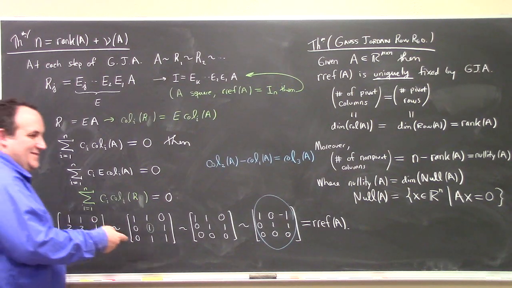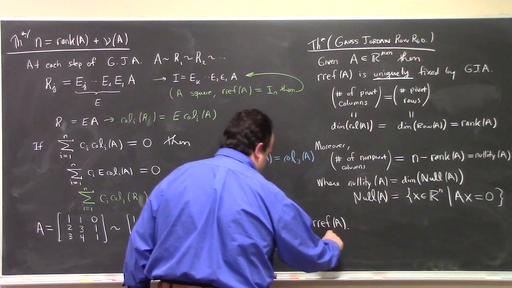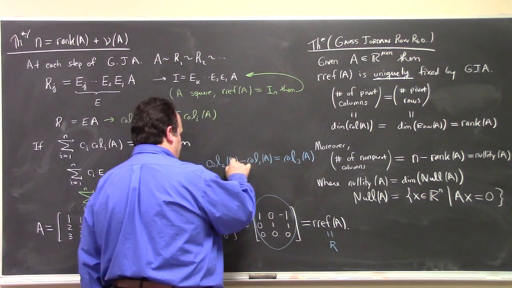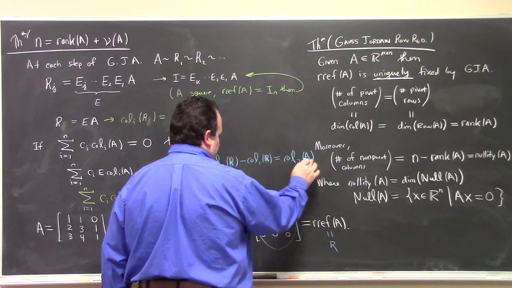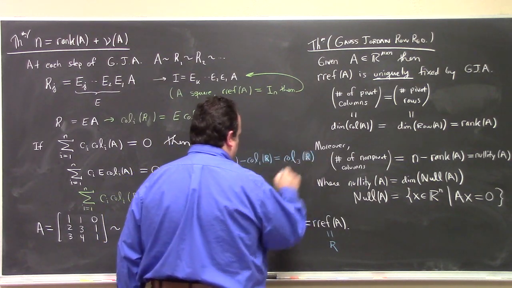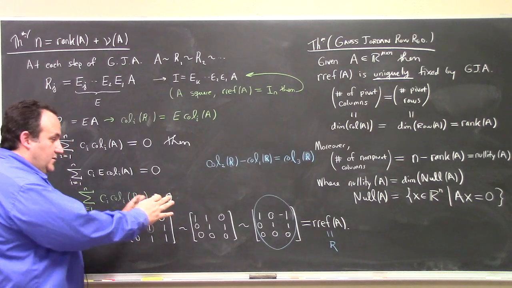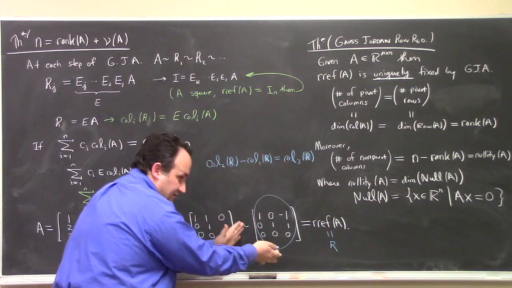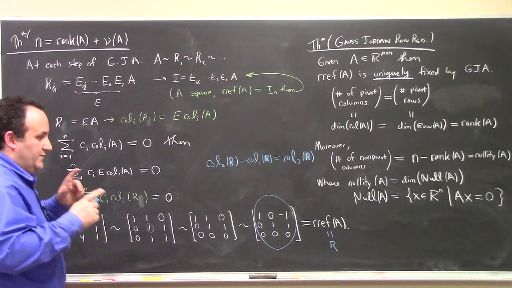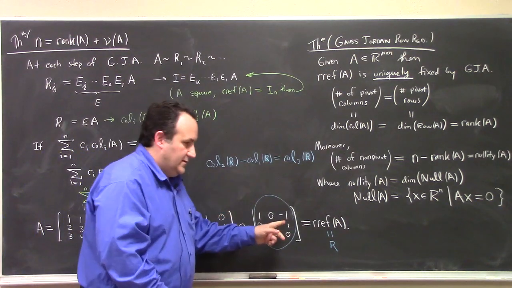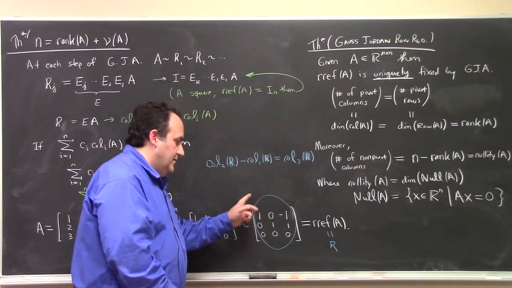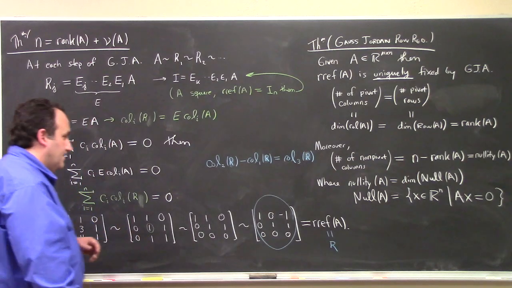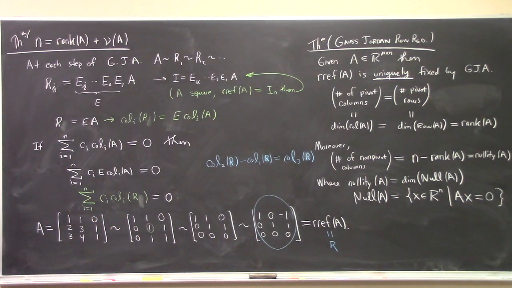Oh, excuse me. That's not A. This is the thing I was calling R, right? That is just obvious from this, right? Yes. We can always write the non-pivot columns as a linear combination of the pivot columns. That will always be possible.